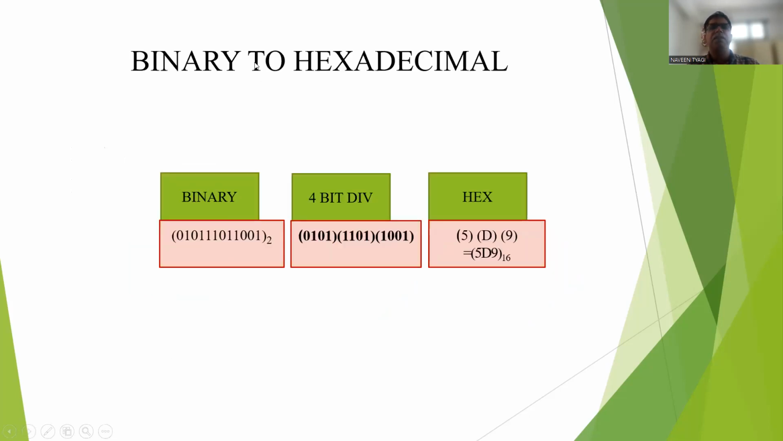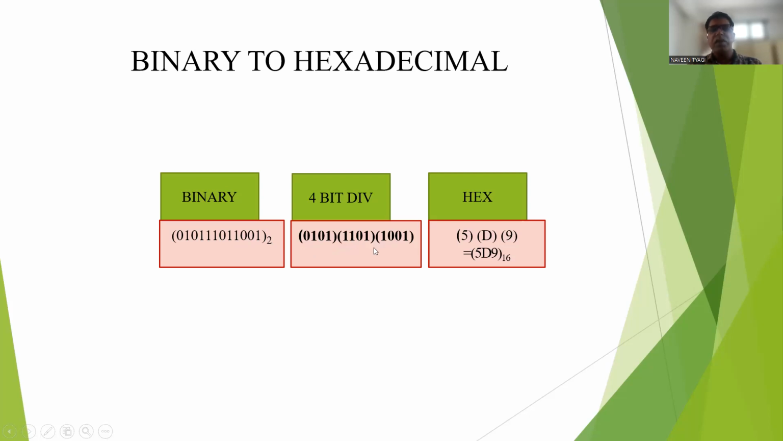Now, binary to hexadecimal number. In binary to hexadecimal conversion, firstly, we have a large series of binary numbers, which have a base 2. Now, we have to convert into hexadecimal. Each hexadecimal digit is represented by 4 bits. So, what do we do? Firstly, we divide that series of binary number into groups of 4 bits.